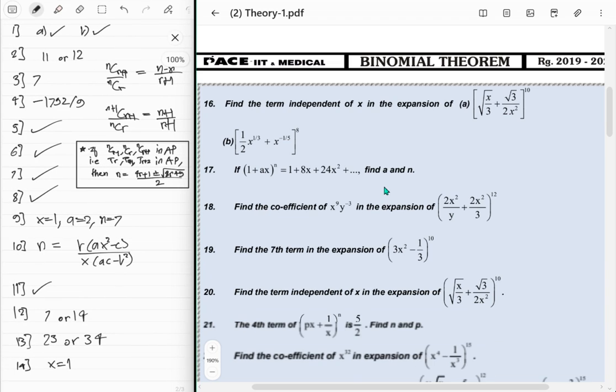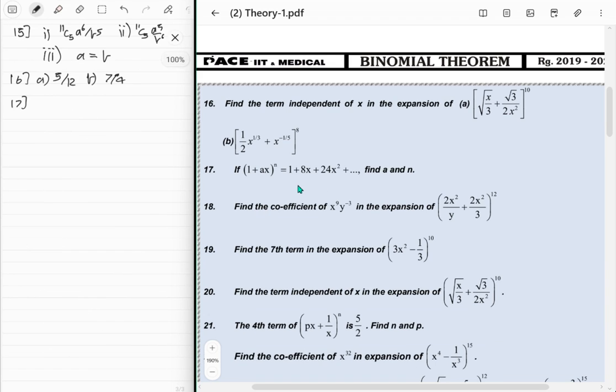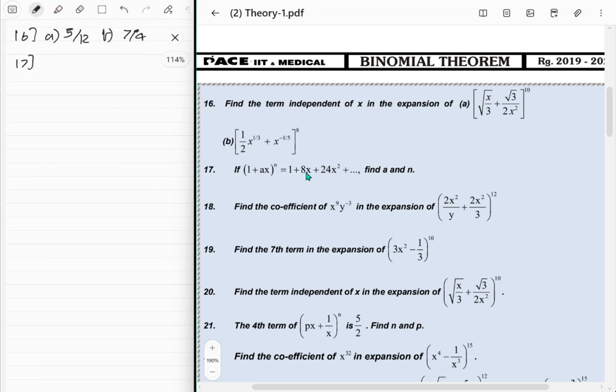Alright, cool. If (1 + ax)^n is equal to this, then find a and n. Oh, so they just gave us the first 3 coefficients. That's it, right? Fine. So the first coefficient is 1. That just means a to the power 0. Oh, the ax term is not there. It's just x to the power 0. That's why this is justified already.